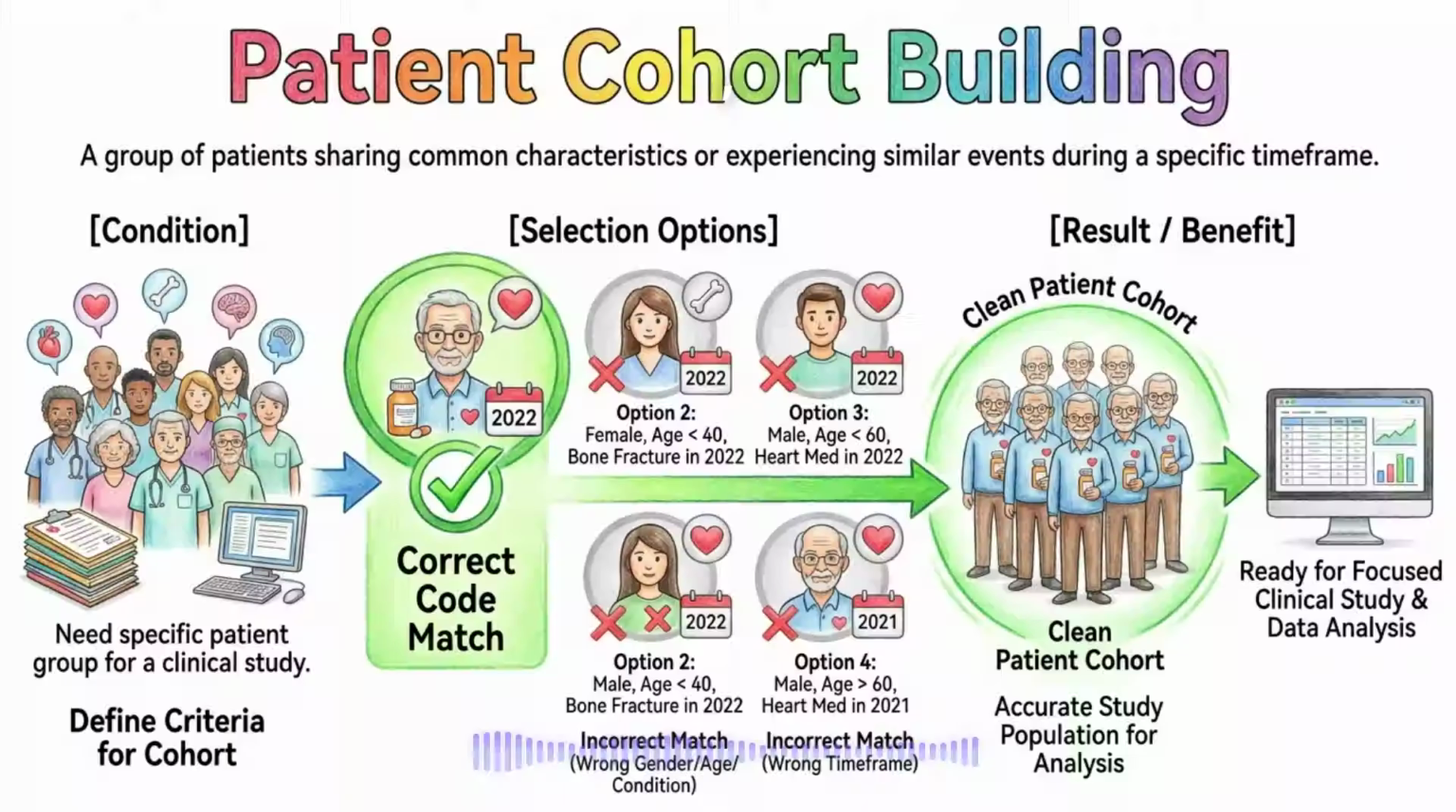To perform a focused clinical study, an analyst must first build a patient cohort. A cohort is a specific group of patients who all share a common characteristic or experienced a similar medical event during the same time frame. For example, you might create a cohort of all male patients over the age of 60 who received a specific heart medication in the year 2022. Accurately defining and extracting a clean patient cohort is one of the most common daily tasks for a healthcare data professional.